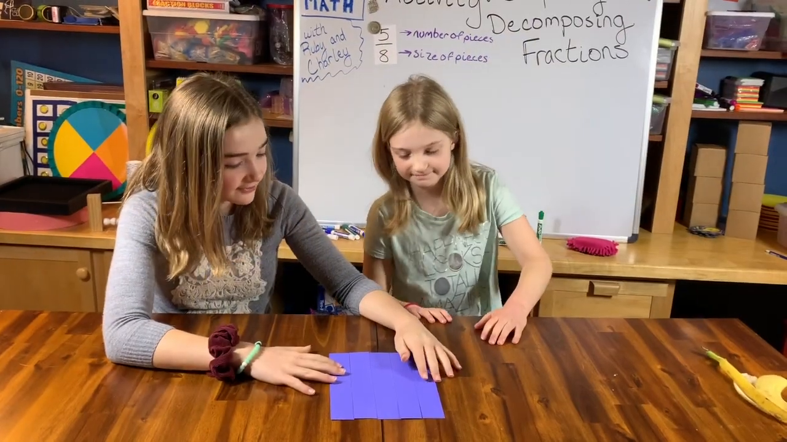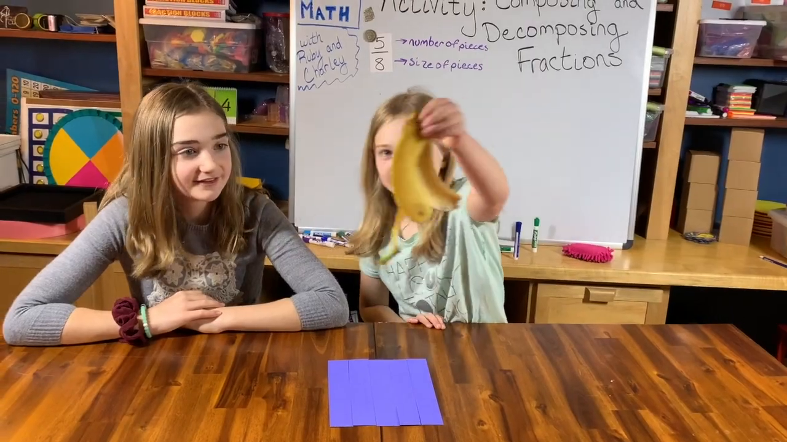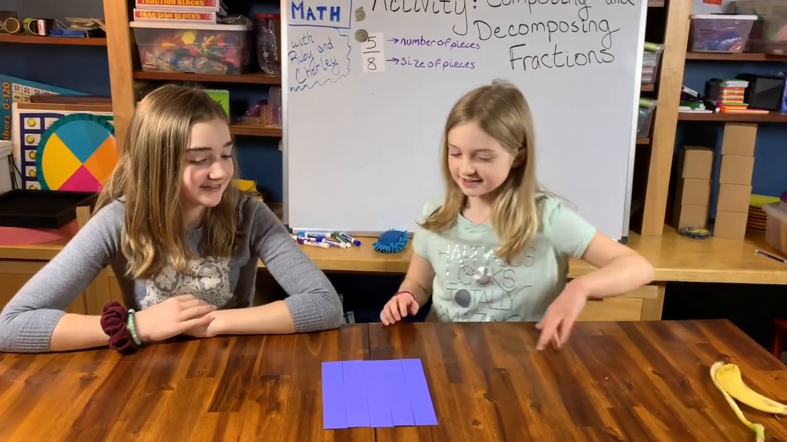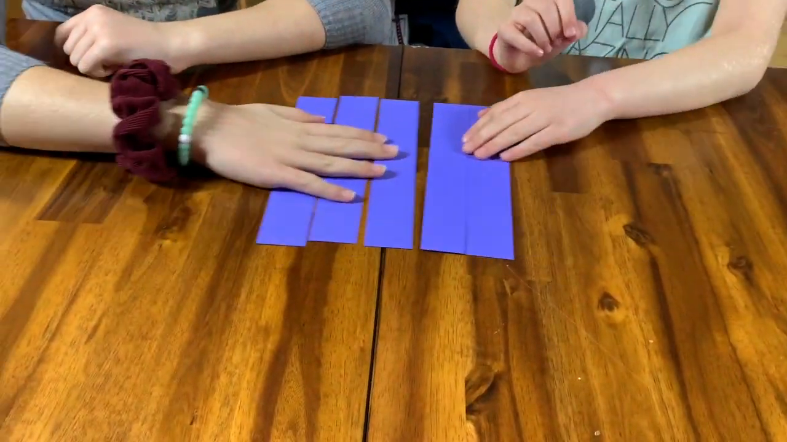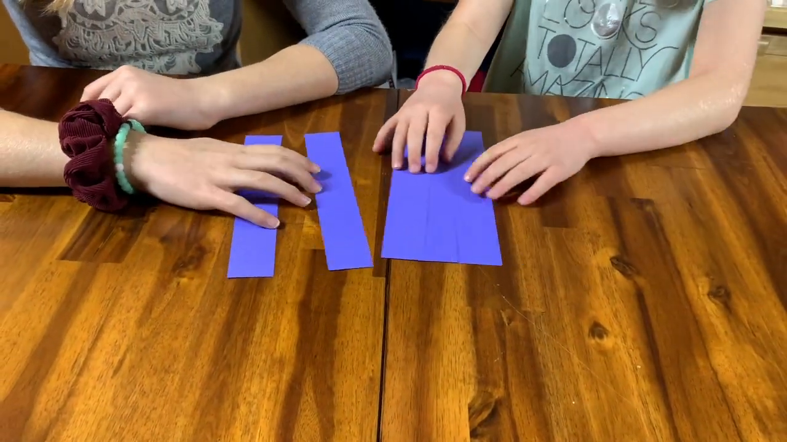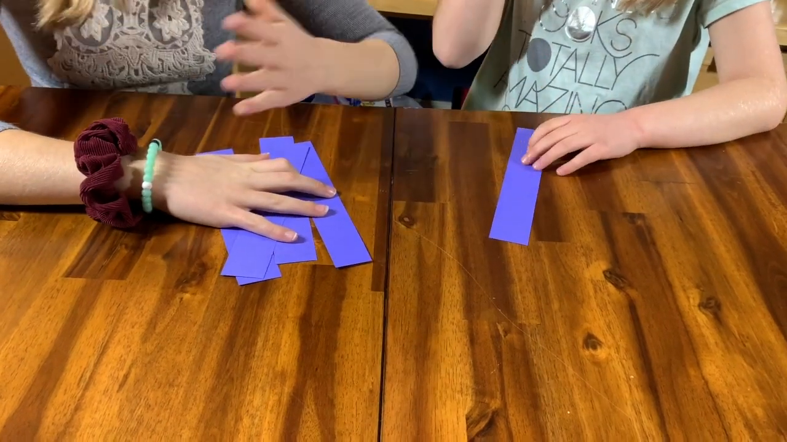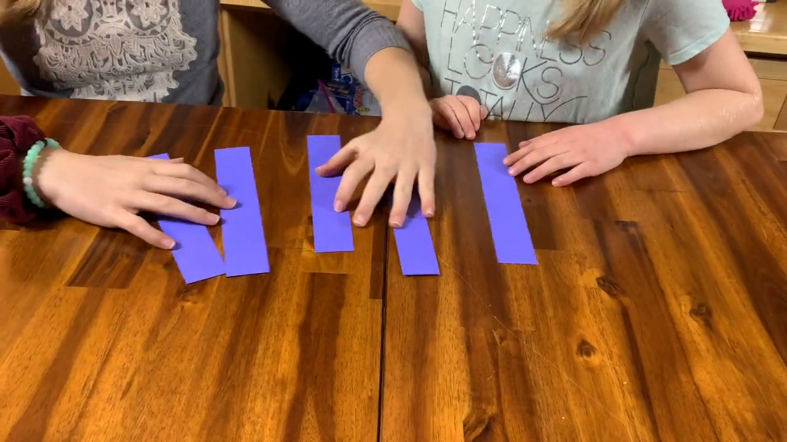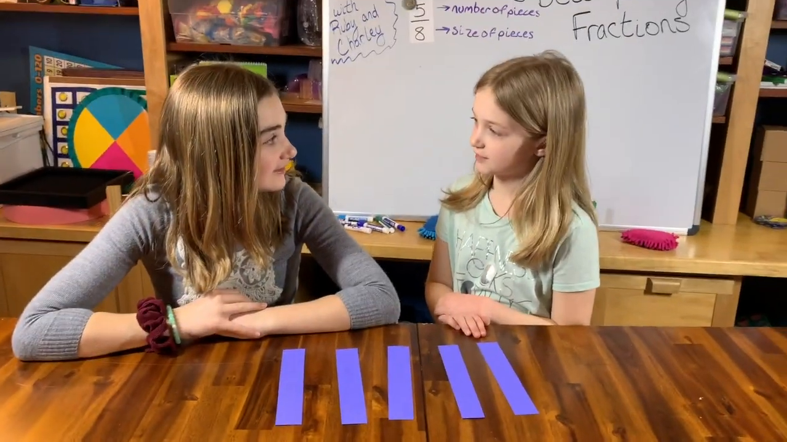Now that we have composed the fraction and put together the 8 size pieces, decompose. Yes, we can do 3/8 plus 2/8, 2/8 plus 3/8. We can do 4/8 plus 1/8. We can do 1/8 plus 1/8 plus 1/8 plus 1/8 plus 1/8. Those are a few. Let's go up to the board.